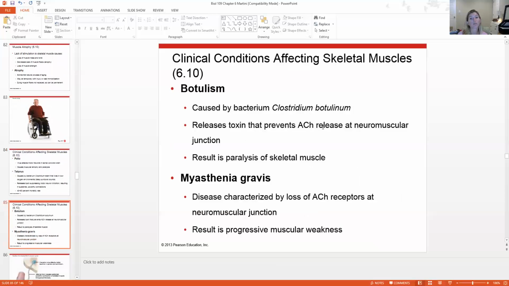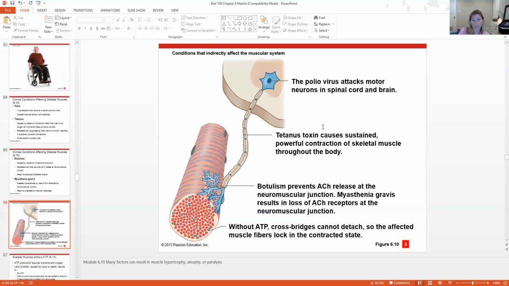Botulism is another one. This is going to prevent acetylcholine release of the neurotransmitter. So if that muscle is releasing acetylcholine to trigger the polarization of your muscle cell, well, if it doesn't release acetylcholine, then the muscle cell won't release calcium, it won't contract, right? So your muscles will be paralyzed. There's also myasthenia gravis. This is a disease that's characterized by a loss of ACh receptors on your muscle cell. So again, your muscles are just going to get progressively weaker, not responding to the ACh because they don't have ACh receptors. This is just a look at the overall diseases and what they do.